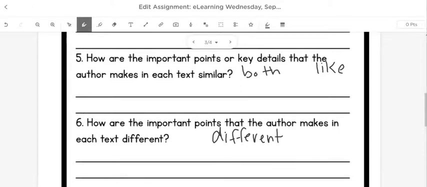Now, once you are finished with all of these pages, you can move on to the next activity for today.